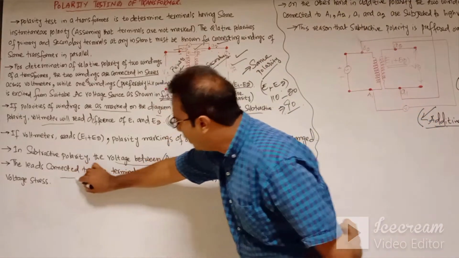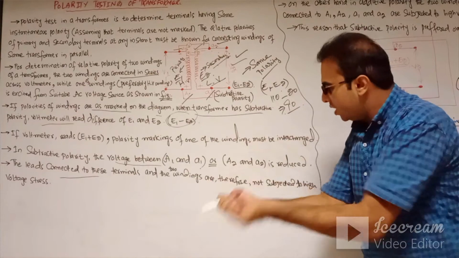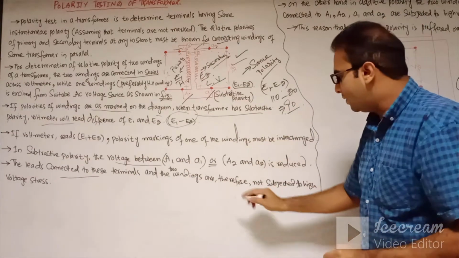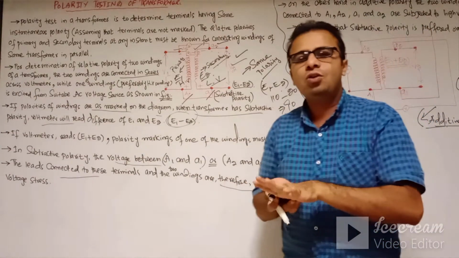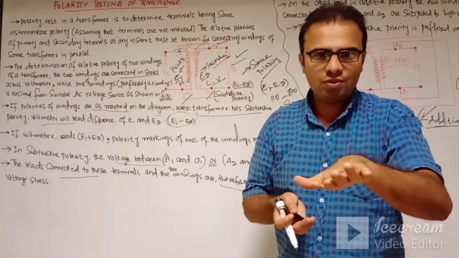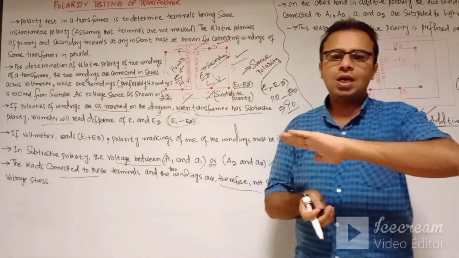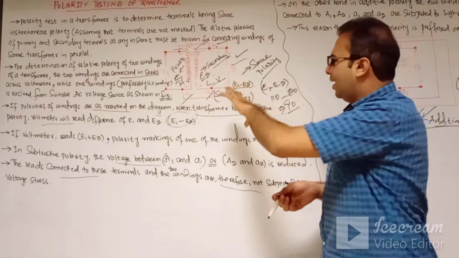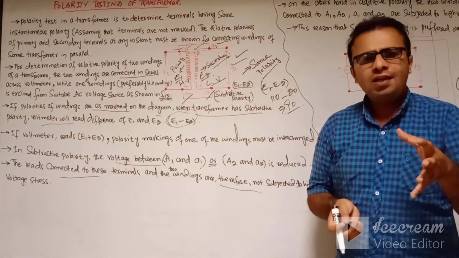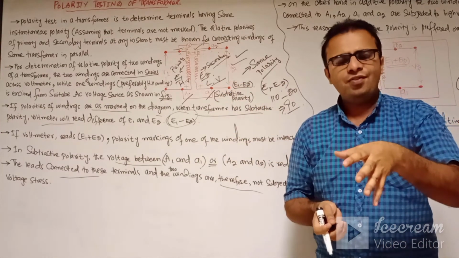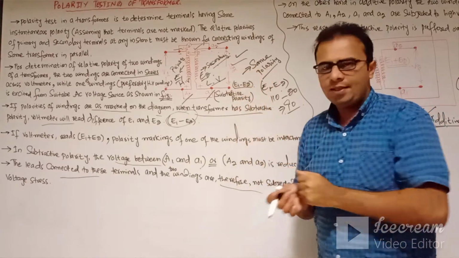So the leads which are connected with the transformer across the two windings are therefore subjected to low voltage stress. This means they are not subjected to high voltage stress, because here we are obtaining the difference of the two induced EMFs which are produced in the two windings of the transformer.